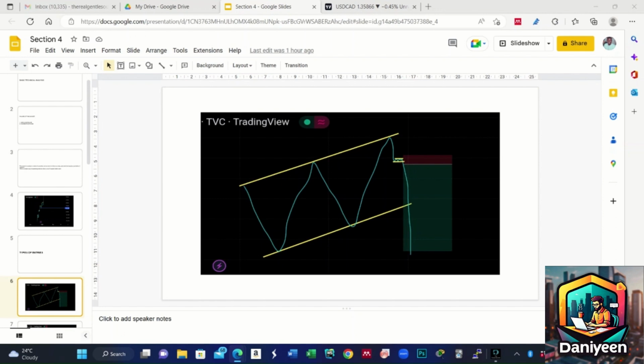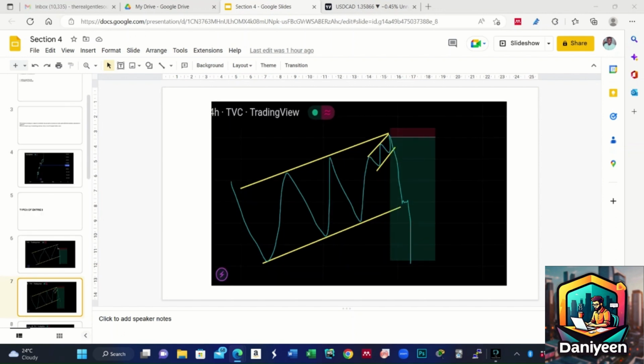So your take profit can be at where the correction started. That is where you can place your take profit. But your stop loss has to be above the correction, so you make sure that your stop loss is protected. So that is entry type number one.